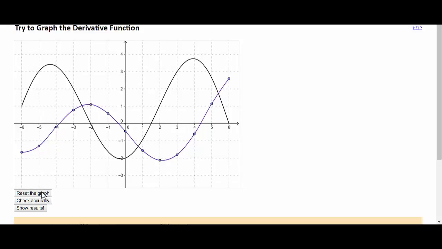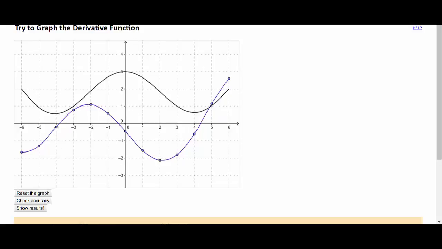I'll take some sort of a function. Let's take like this function right here. Now this one in black is the function. Our goal is to graph the derivative. So this thing right here, that thing in blue, you can manipulate. The way you do a derivative is kind of like this. This is the way I'd start this off.